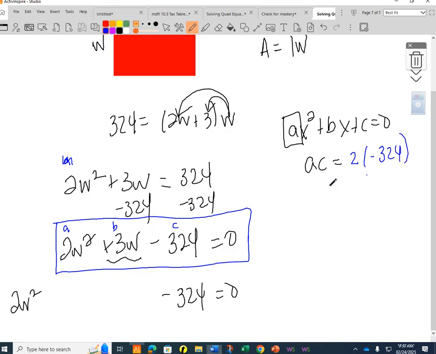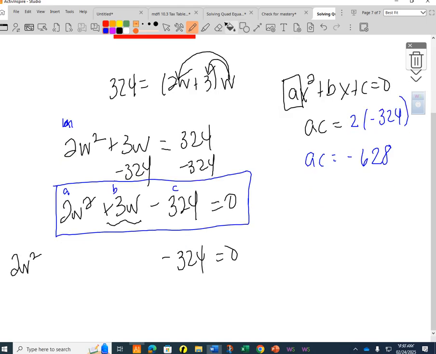So this is the part I messed up. So a times c equals negative 648. Thank you. And so now we're going to use our very method triangle. Our product is negative 648, and our sum is what? Positive 3, right?